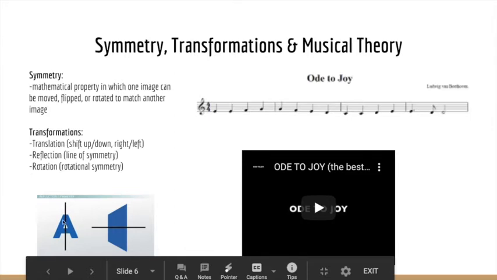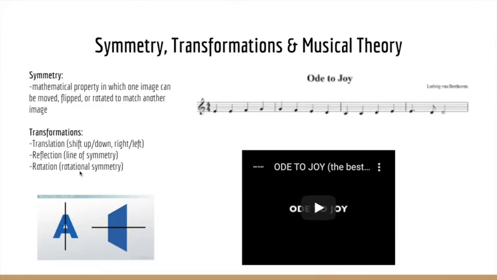Other types of symmetry do exist, such as rotational symmetry. And all of these can be understood as transformations, right? One type of transformation is a translation, which is a shift up or down, right or left. And it doesn't change the shape, it just relocates it. A reflection would be over a line of symmetry.